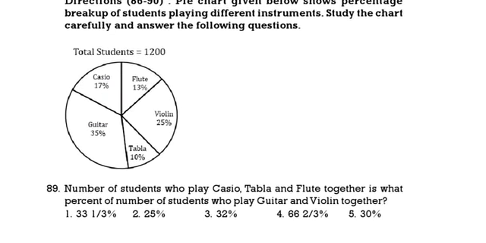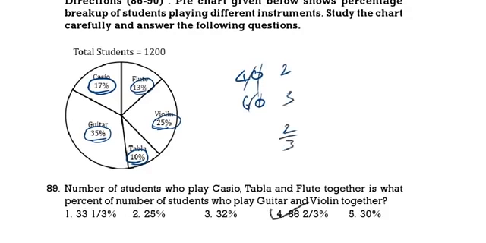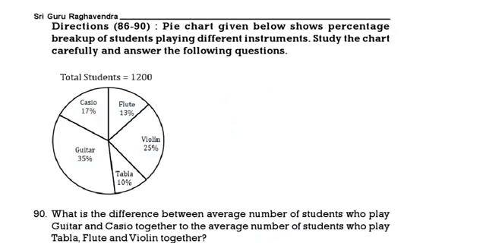Number of students who play casino, tabla and flute. Casino 17, tabla 10, 27, flute 13. So it will be equal to 40. Then guitar and violin. Guitar 35, violin 25. That will be equal to 60. Now the question is, this is what percent of this? So 2 by 3. 2 by 3 means 66. Next.